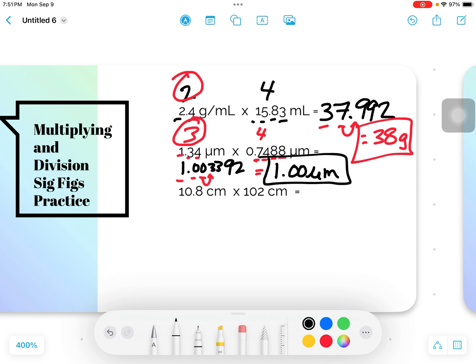Okay, last one here, 10.8 times 102. When you multiply those two numbers together, you should get 1,101.6.